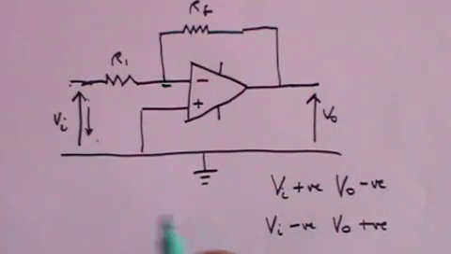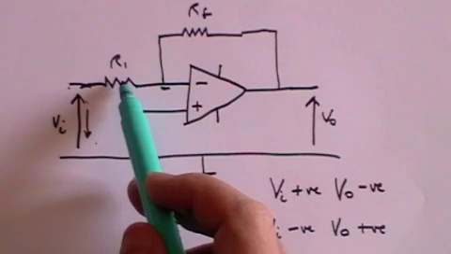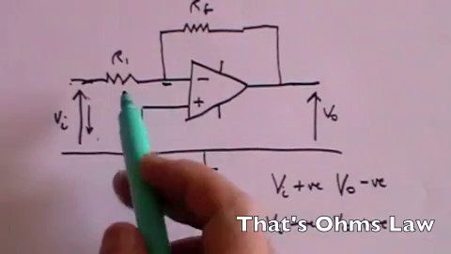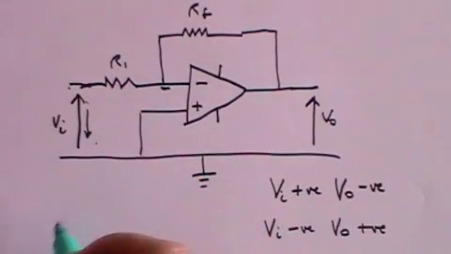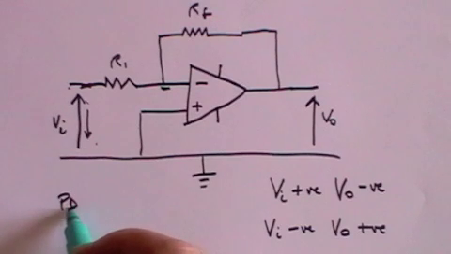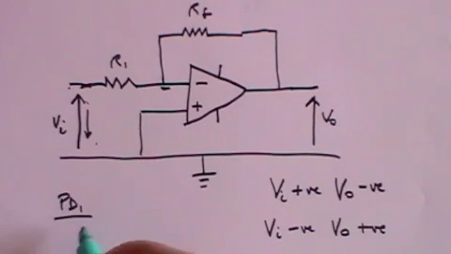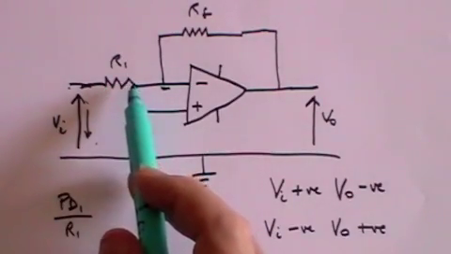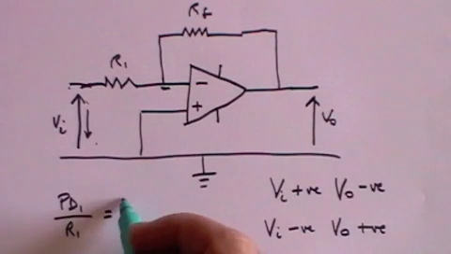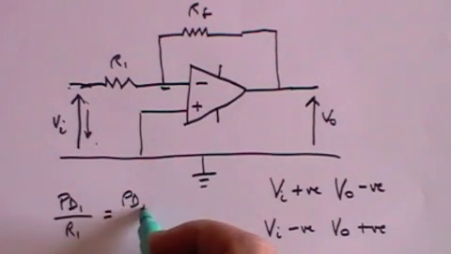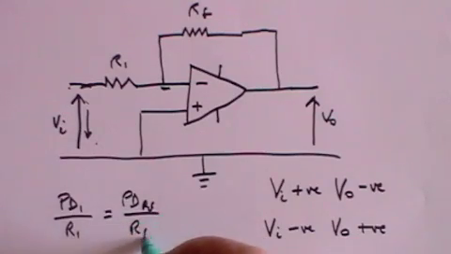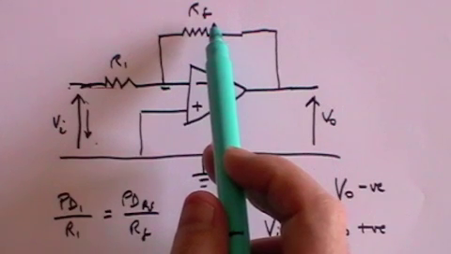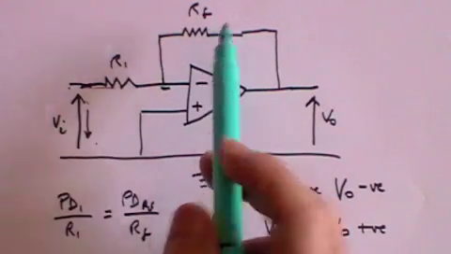And so you can say that the current is going to be the voltage divided by the resistance. So the current through R1 is the PD across R1 divided by R1. But the current that goes through RF is the PD across RF divided by RF, because the same current goes through both, and current is voltage divided by resistance.